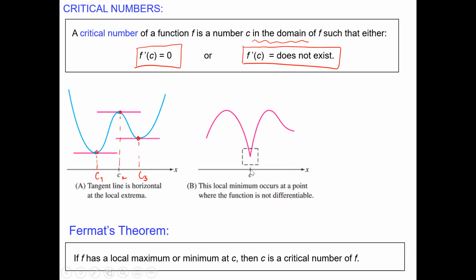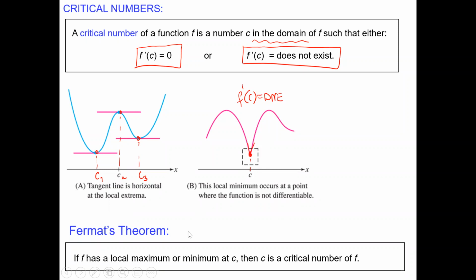We may also have a locally lowest point or locally highest point in the situation where the derivative is undefined. At that corner, the derivative is undefined. The derivative at c does not exist, DNE. Okay, that's also an important point, a critical number, critical point. We have to identify this, and we can state the other theorem.